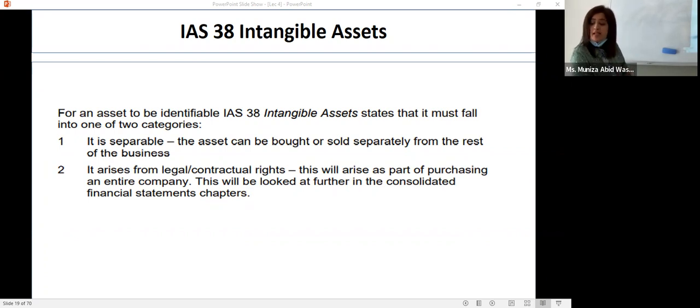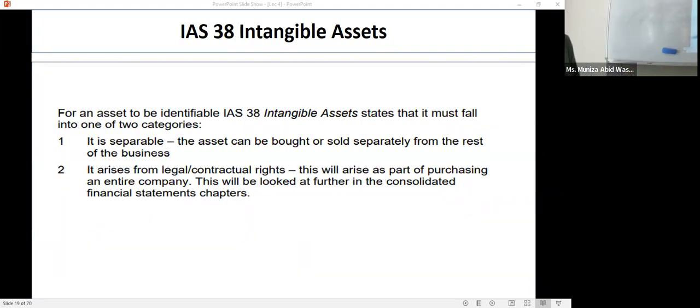Or it arises from legal or contractual rights. This will arise as part of purchasing an entire company. This will be looked at further in the consolidated financial statements chapter. So the intangible assets should arise from legal or contractual rights. If, for example, you are purchasing an entire company, and together with that you are purchasing certain assets, like the goodwill of the company which you are purchasing, and their brand name, the brand name of the company which you are purchasing will also be considered an intangible asset.